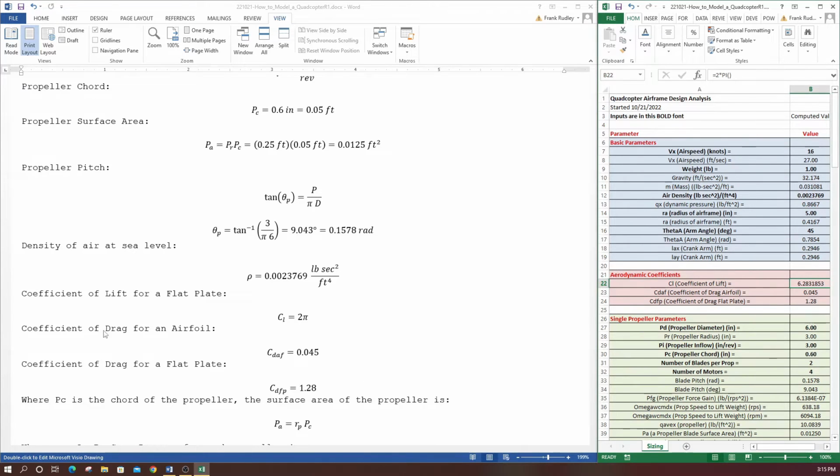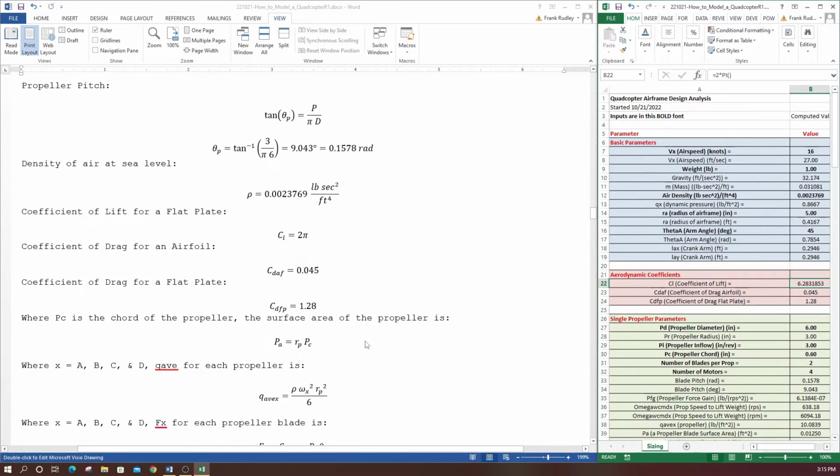And then we have the coefficient of drag for an airfoil, and I got this out of just a handbook. So it's 0.045. So that's over here. And the coefficient of drag for a flat plate, so that's kind of like a flat plate that's going through the air, is 1.28. So that's in here.